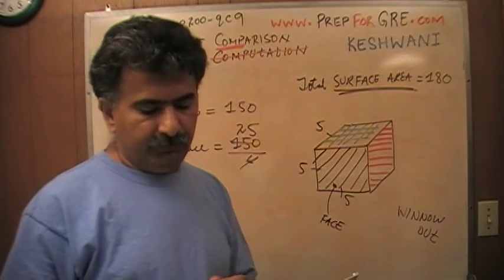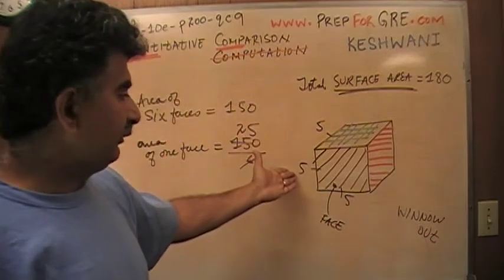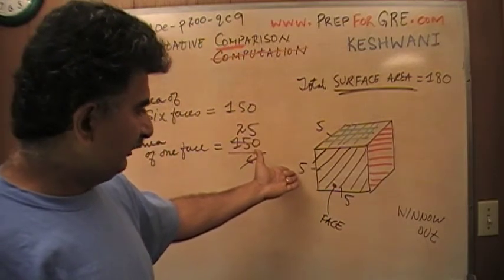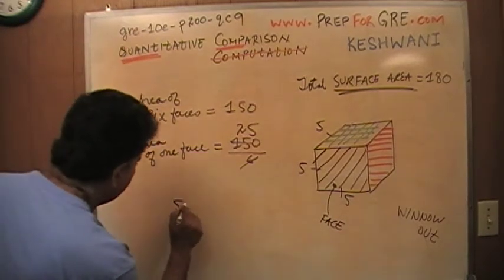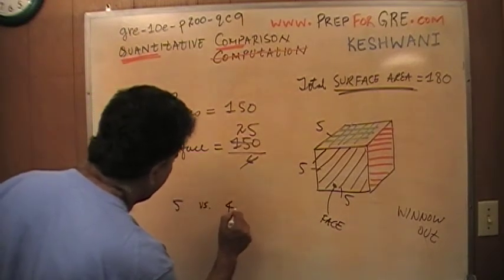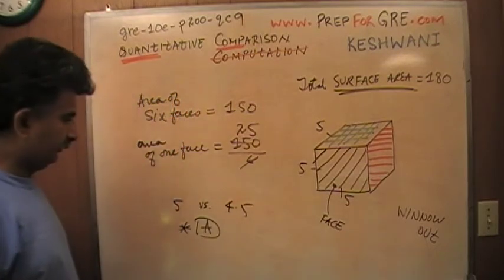That's it, we're done. In column A, we have the length of one edge of the cube. We just found out the length of each edge is 5. In the second column, we have 4.5. So we're comparing 5 versus 4.5. Answer, of course, is A. That's all.